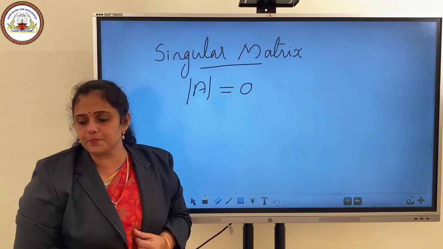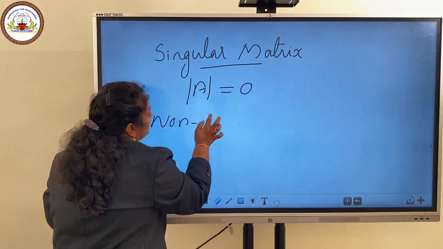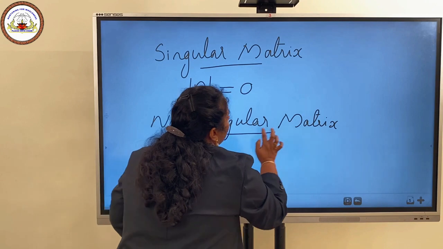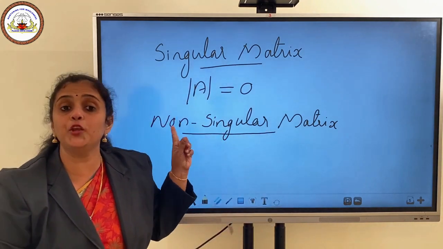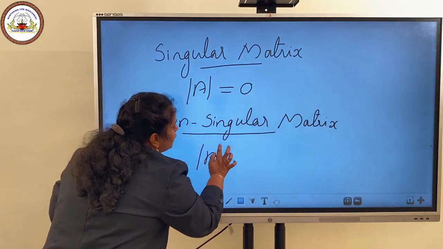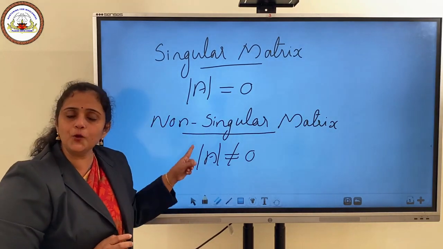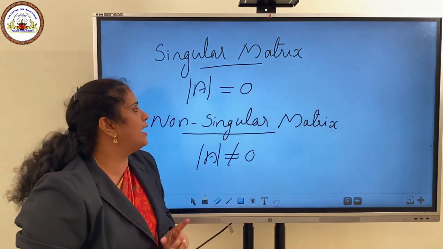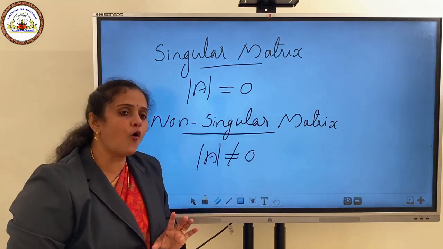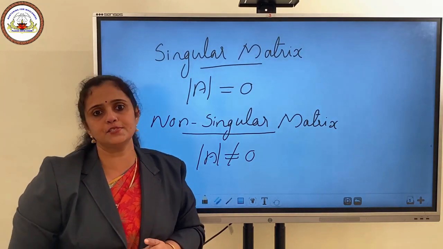The next one, what is meant by a non-singular matrix? A matrix A is said to be a non-singular matrix if determinant of A is not equal to 0. If A is a singular matrix, then the determinant of A is equal to 0. If A is a non-singular matrix, then determinant of A is not equal to 0.